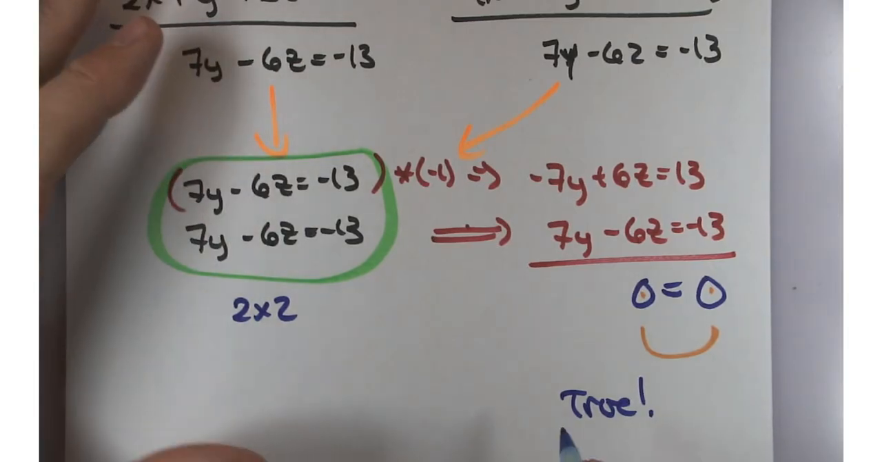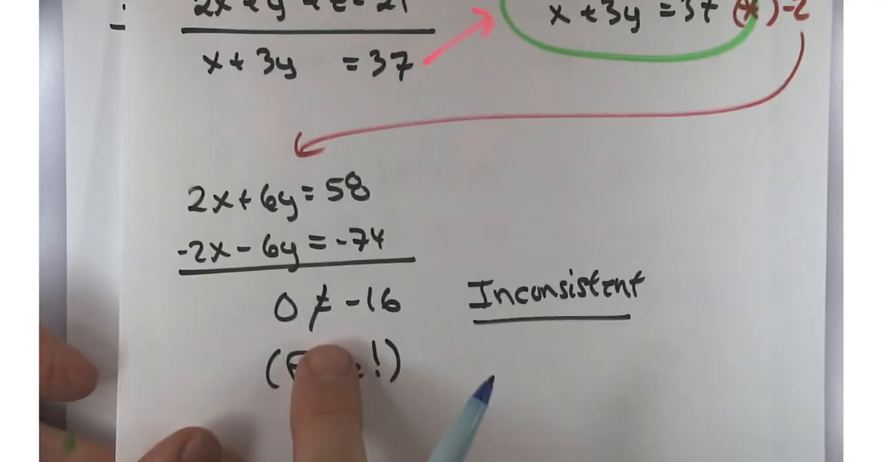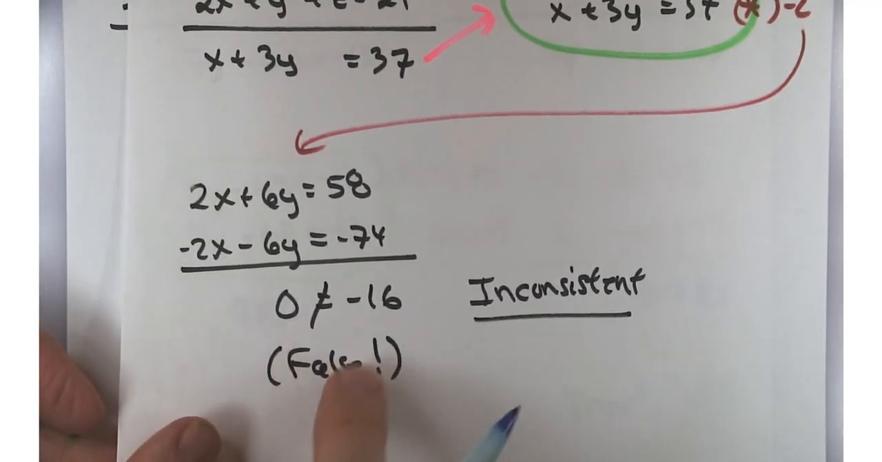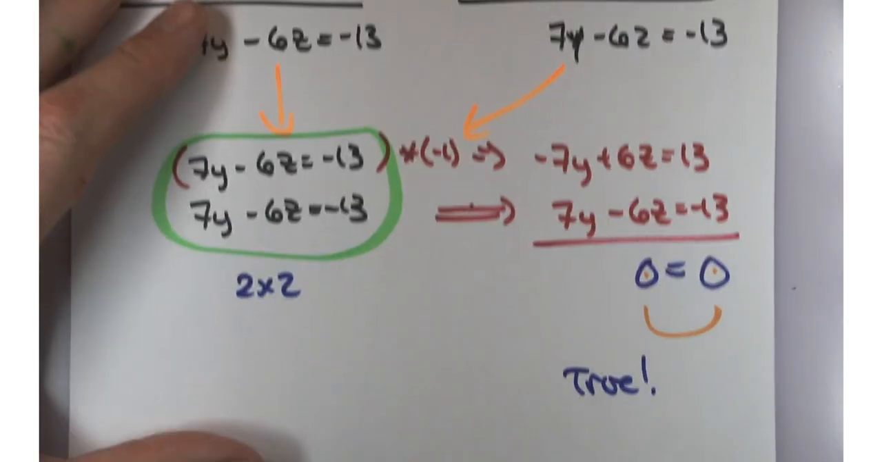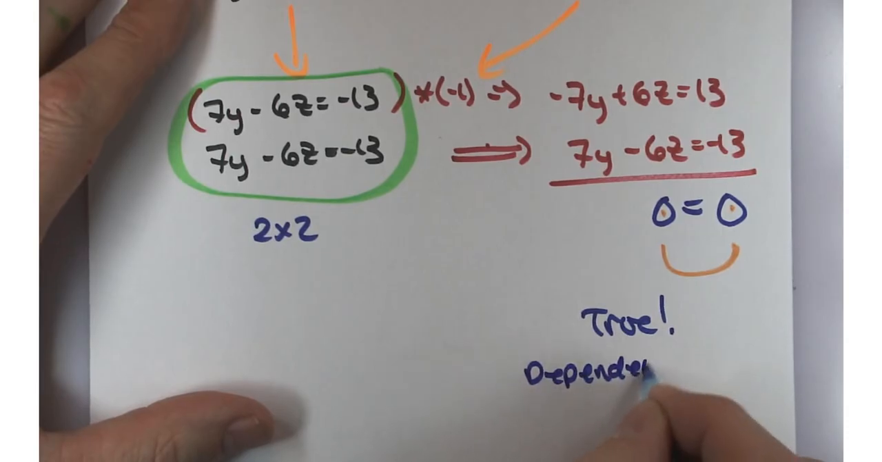That's the big difference between this one and the last one. The last one, when we tried to solve, we got something that was false. This time we're getting something which is true. So this is a dependent system.